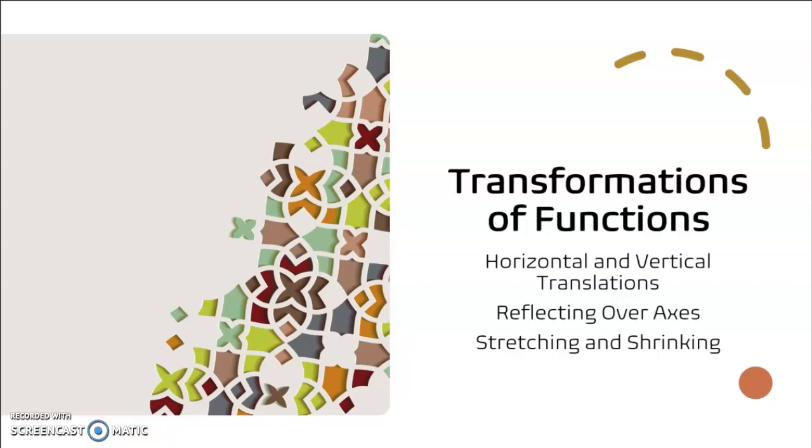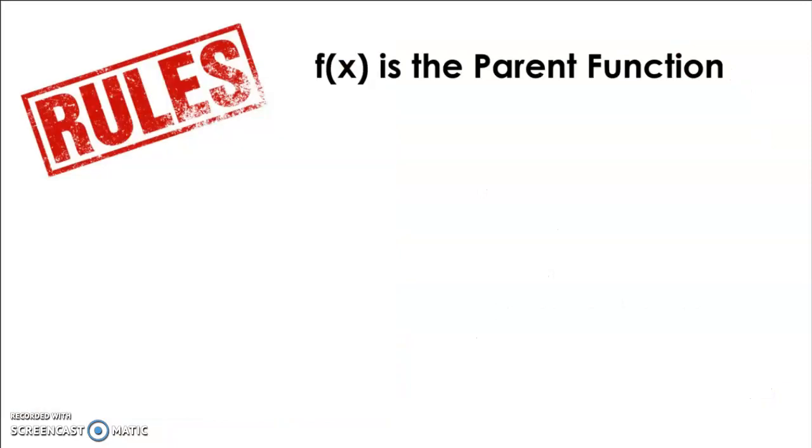This video is going to go over transformations of functions and will cover horizontal and vertical translations, reflecting over axes, and stretching and shrinking. First, we need to look at the rules. So f of x is going to be our parent function. For our purposes in this video, it will just be kind of like a random picture. You'll see in a few minutes.